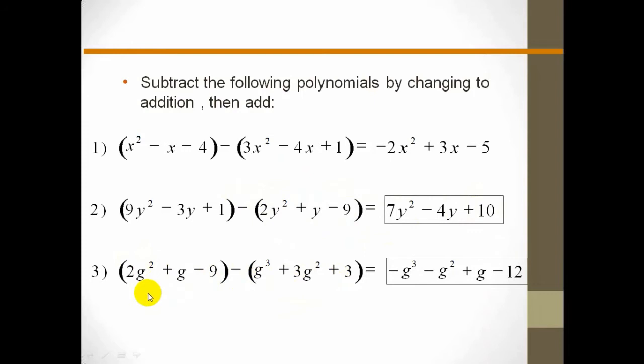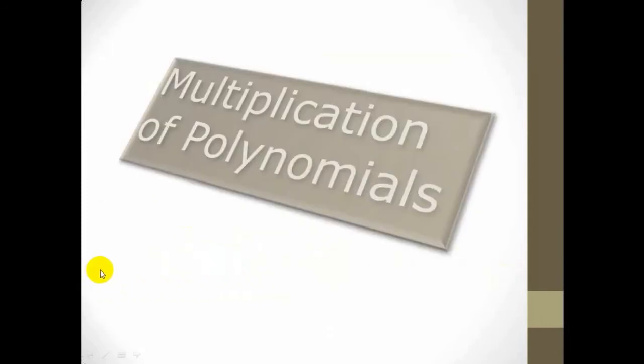So like terms are 2g square and 3g square. 2g square minus 3g square means minus g square, and minus g cube as it is. Similarly, minus 9 and minus 3 are like terms. Minus 9 and minus 3 means minus 12. Now, how to multiply polynomials? Multiplication of polynomials.